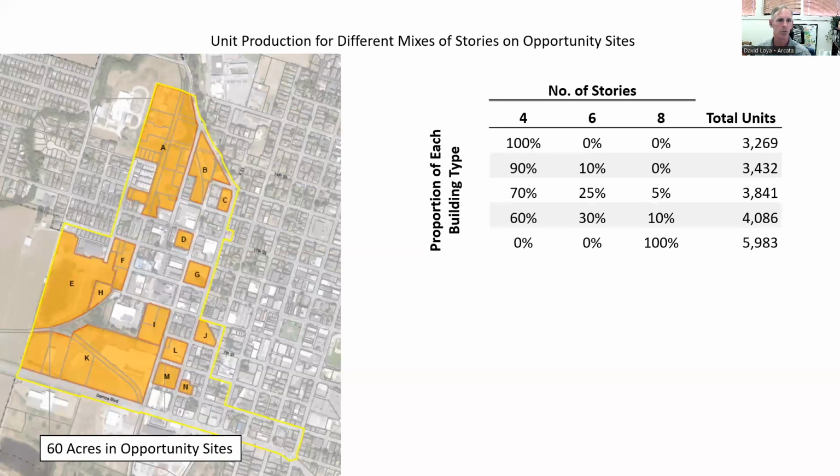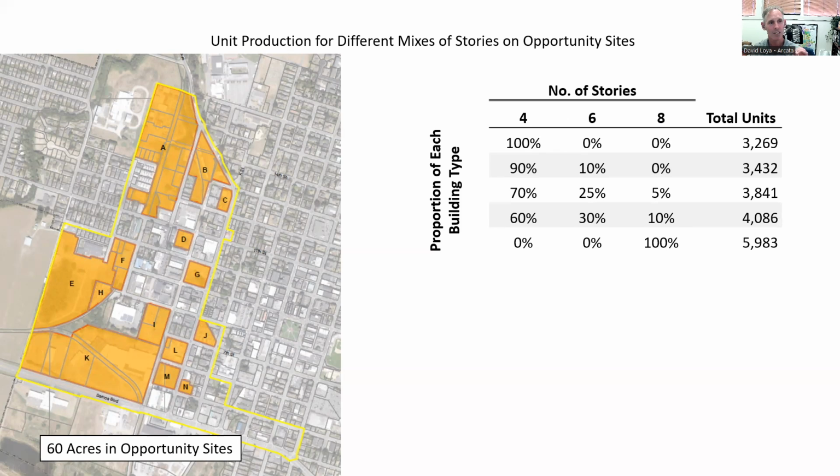Okay, so this table shows a total number of units that could be developed on these opportunity sites. There's 60 acres in these opportunity sites. If we were allowing for a range between 4, 6, and 8 story buildings, based on a proportion of 4, 6, and 8 story buildings. So in this first line, you can see there's 100% 4 story buildings, no 6, and no 8. On this bottom line, it's 100% 8 story buildings.